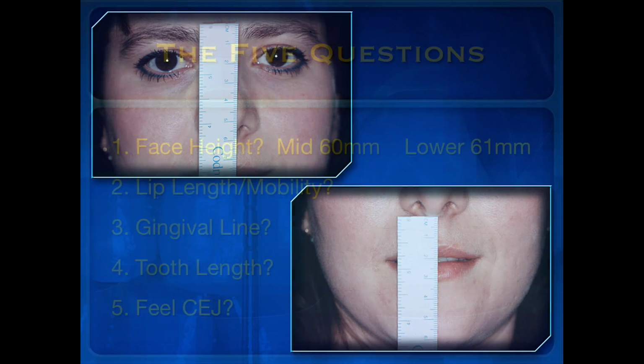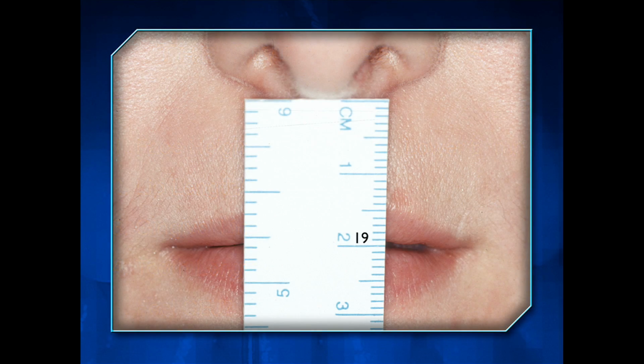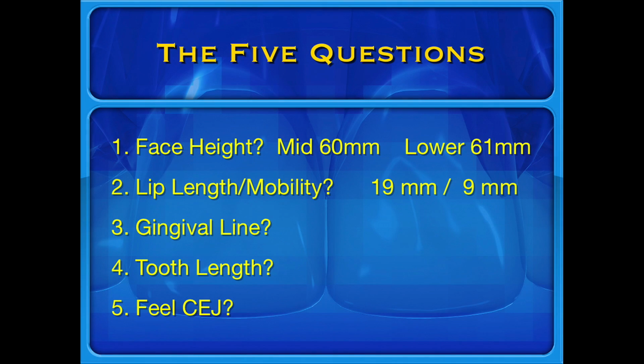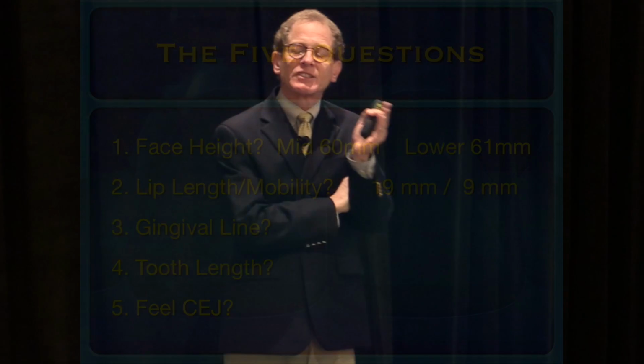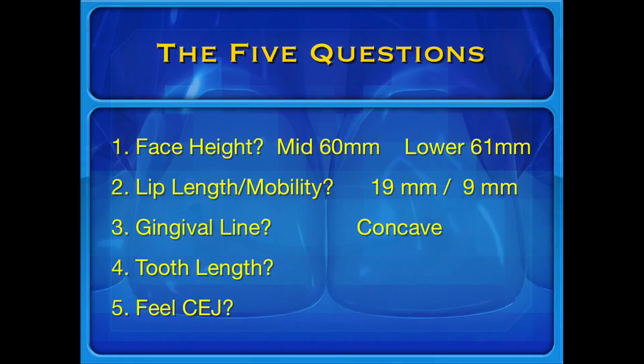So we measure her midface and lower face, and they are essentially 1-to-1. We measure her lip, and it's only 19 millimeters long, which is a little short for her. We measure her lip mobility, and it's 9. That's a little excessive. So she has a short lip and a hyperactive upper lip. We look at her gingival line, and we draw the line from canine to canine, and we see that it's concave. So now we have another problem with this patient. We measure her central incisor, and it's only 7 millimeters long. And finally, we feel for the CEJ and the sulcus on this patient, and we can't feel it.